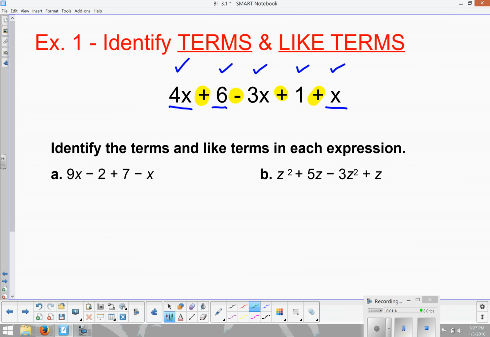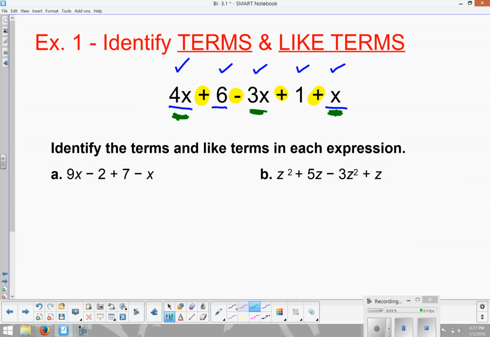This one is a like term with this one because why? They both have the x as a common variable, and so they share what I call the same last name. First name is 4 here, last name is x. First name is 1, you don't see it, but there's an invisible 1, last name is x. They both have the same last name of x, so therefore they are like terms. Now this negative 3x is also a like term with the other two terms that I underlined, because they all share the x.